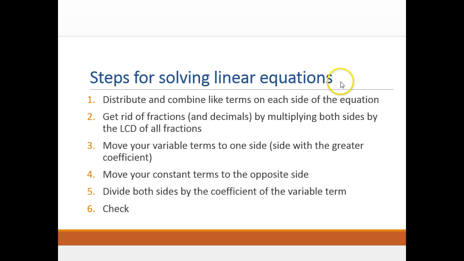Most of you already know how to solve linear equations. These are the steps I typically use. Step 1 is I distribute and combine like terms on each side of the equation. Step 2 is I get rid of fractions and decimals by multiplying both sides by the LCD of all the fractions. Step 3 is I move my variable terms to one side, typically the side with the greater coefficient. Step 4 is I move my constant terms to the opposite side. Then I divide both sides by the coefficient of the variable term, and finally we check our work. Now you do not necessarily have to do all these steps. There are some cases where you may only do 1 or 2 of these steps to solve. But this will solve pretty much all of your linear equations if you follow these steps.